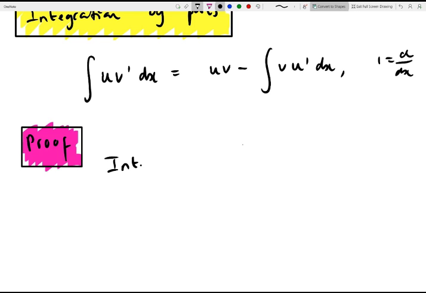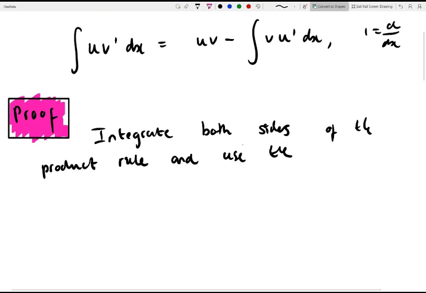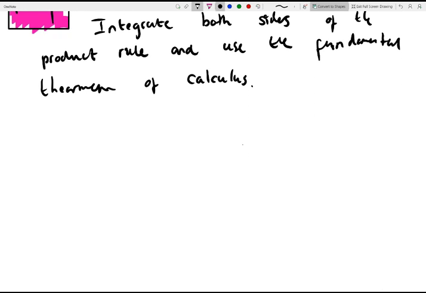If we integrate both sides of the product rule, and use what we call the fundamental theorem of calculus, we can prove integration by parts just using the product rule. So let's familiarize ourselves with the product rule again.